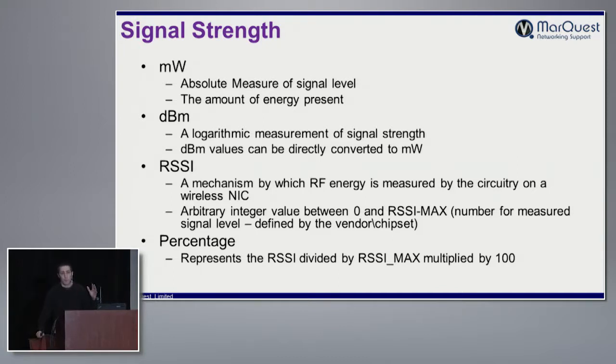So the other measurement, we'll come back to RSSI in a minute, but the other measurement is percentage. You'll see it on some software, it says 80% signal strength, 50% signal strength, 20% signal strength, whatever that means. Well, what is percentage? Percentage is an actual representation of the RSSI value. It's the RSSI value divided by the RSSI max multiplied by 100. So it's basically just a percentage of this RSSI value.